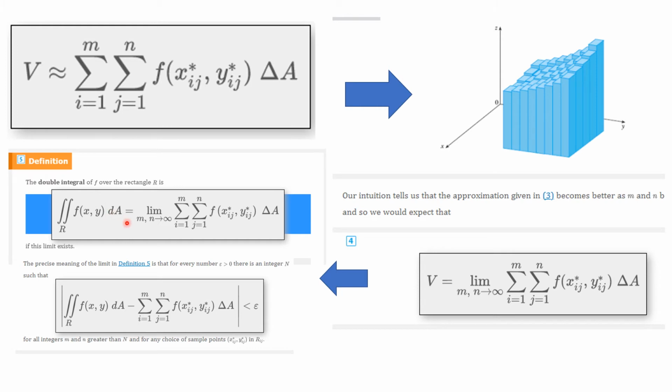And notice that we're taking dA here, but the definition of this symbol is the limit as m and n go to infinity of the summation i equals 1 to m, summation j equals 1 to n, f of these points that I picked inside each rectangle times the areas of the rectangles. And by the way, I could pick the rectangles to be different sizes too, as long as the limit exists. That's what we're talking about here.